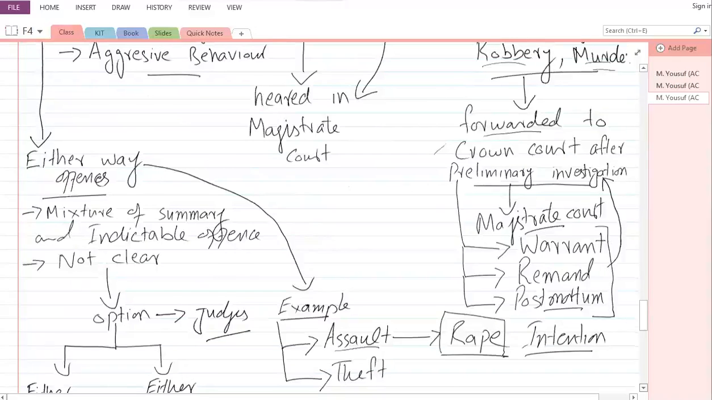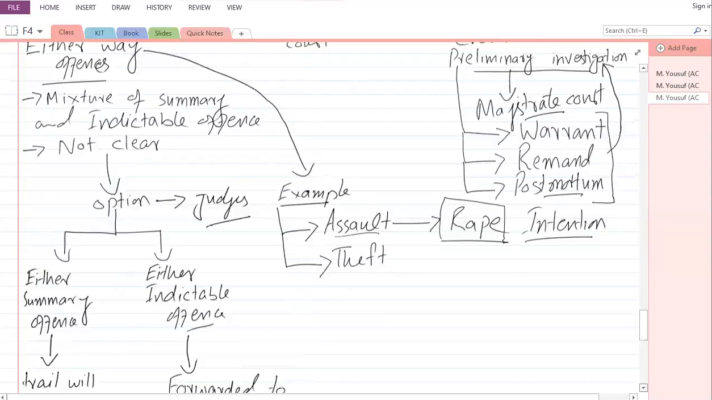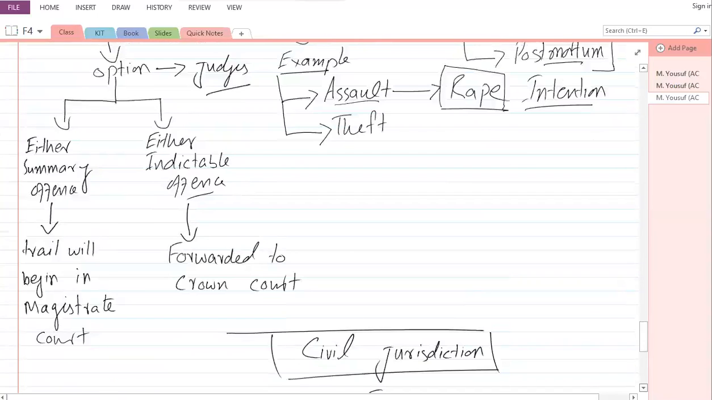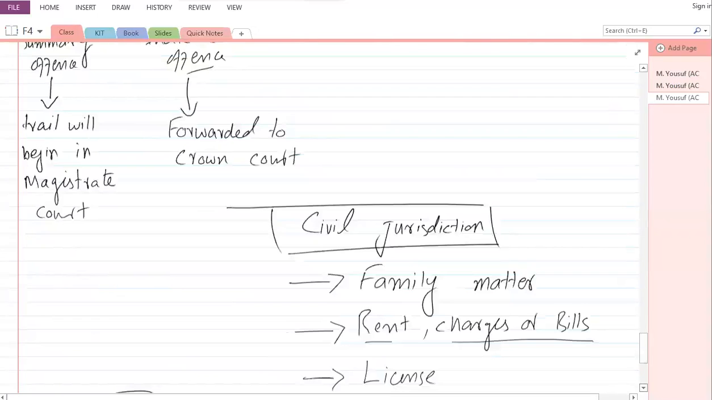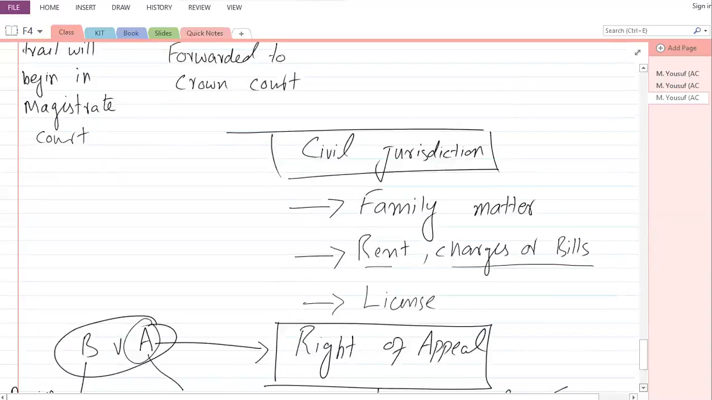So this is important. What is the civil jurisdiction of magistrate court? Only three cases: family matter, rent charges and bills, and license. So any issue, any behavior, any problem that needs settlement, that needs compensation between two parties, will be considered as a civil case, and this civil case will be forwarded to magistrate court on the basis of family matters, rent charges and bills, and license.